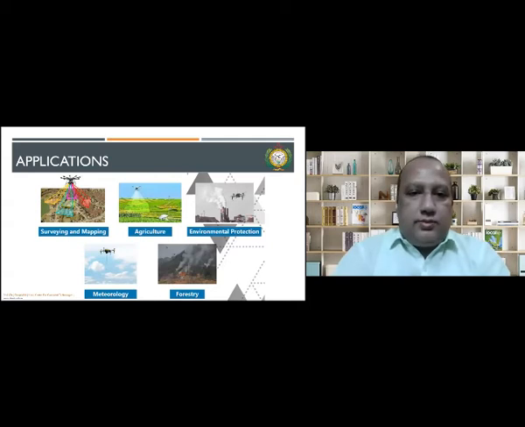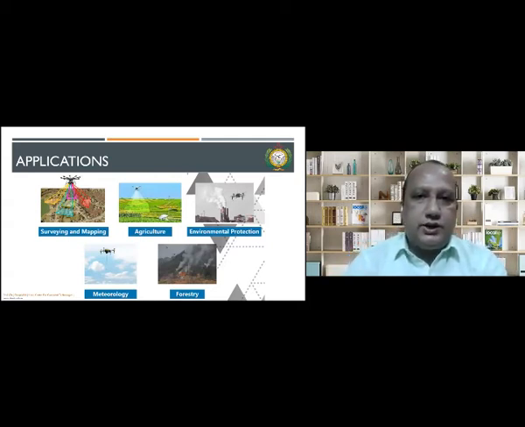We come to application parts. There are several applications of these geospatial technologies. I have just named a few to show you examples. One of the most common applications is in surveying and mapping. Then one of the most important applications is in agriculture, environmental protection, then delivery, transportation, meteorology, forestry, all those. You name it, it has an application in wildlife management, in ecology. You name it, there is an application.